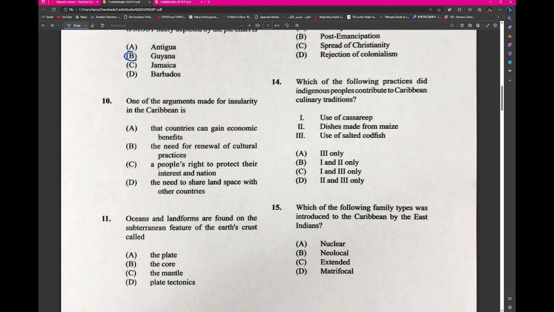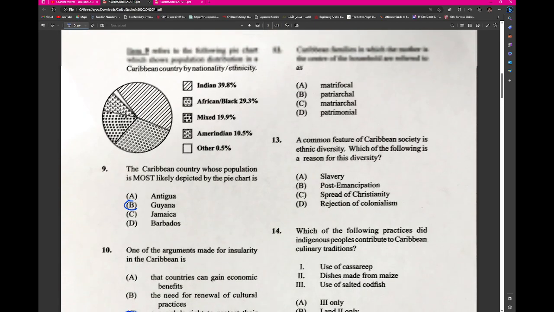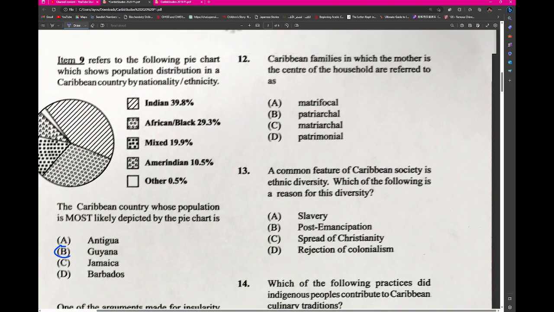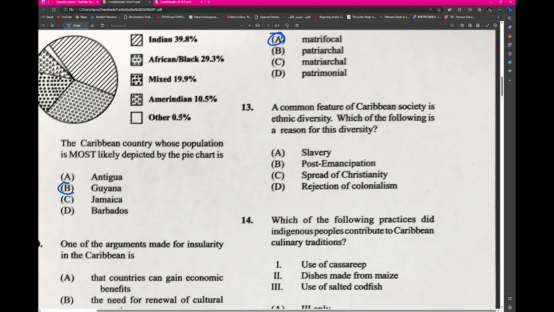Number 10, which one of the arguments made for insularity in the Caribbean is the people's right to protect their interests on the nation. 11, oceans and landforms are play. I started at 2022, so if they repeat, since this is 2020, it's from 2022 or 2021. Caribbean families in which the mother is the center, right? The center, the focus, matrifocal, right?